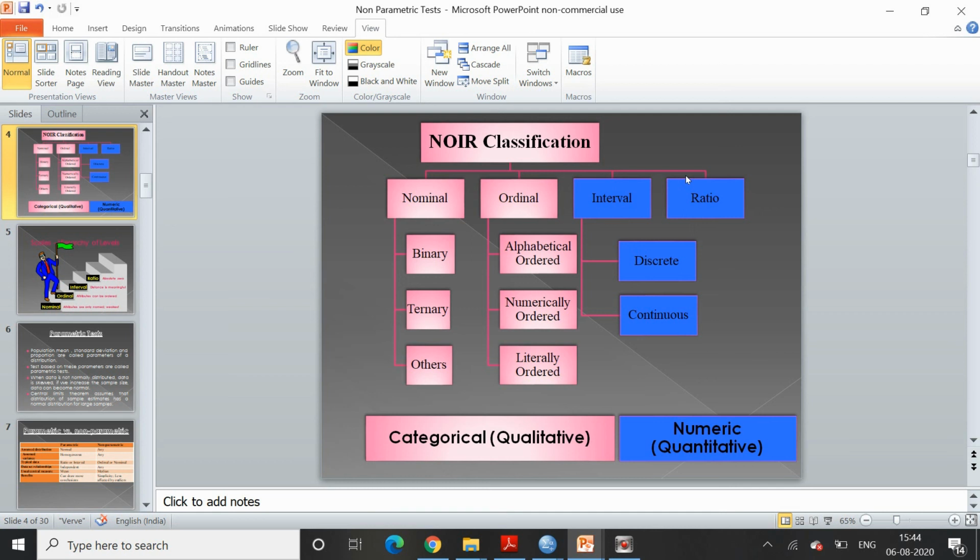Second is ordinal data. Now, ordinal data is where the data is ordered. It is some alphabetical order or some numerical order, or it can be some ranking which is given, or it can be like income of people, let's say, low income, medium income, high income. So that way it can be classified.